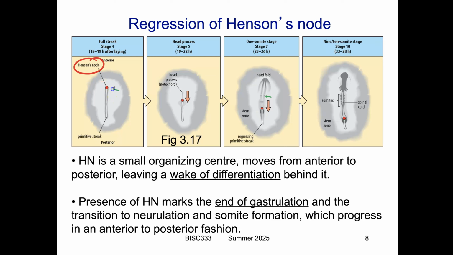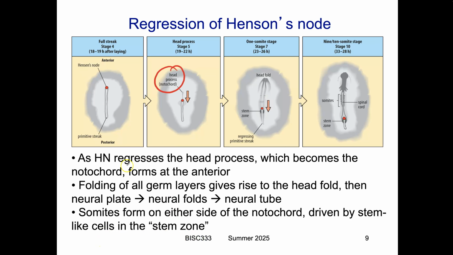Okay, so as soon as we see Hensen's node, we know that gastrulation is done, but then the neurulation and somite formation and all that is happening, and it occurs in an anterior to posterior direction. And this just shows you that at the beginning, the first thing that you see is the head process, and then as the node continues to regress, then you start seeing these later developments.